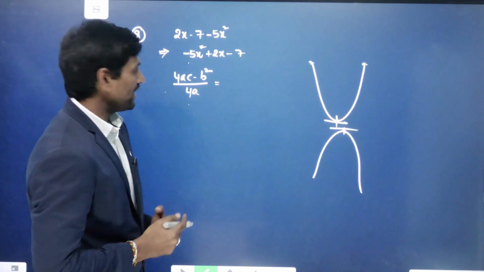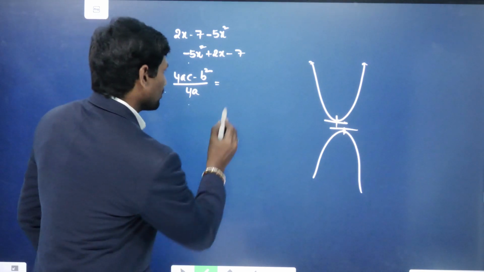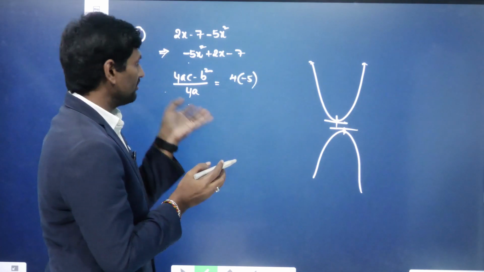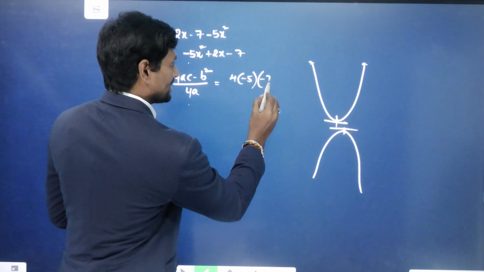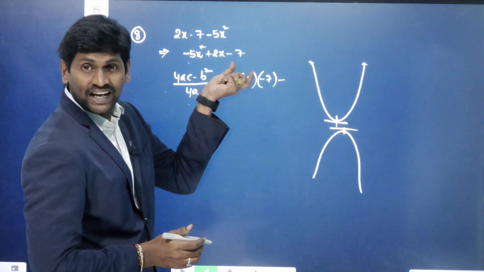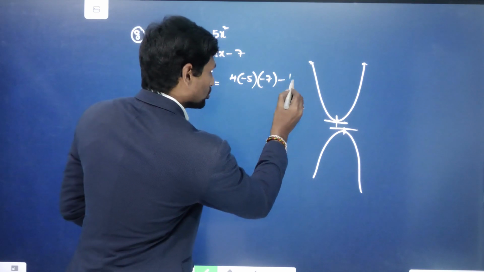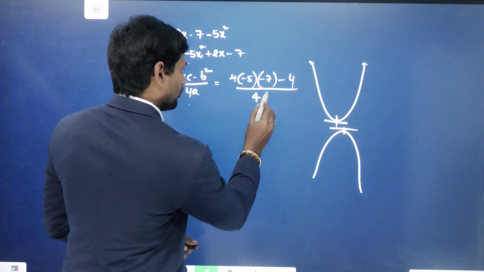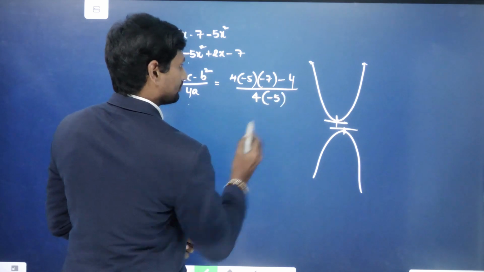So 4ac minus b square by 4a. The a value is minus 5, so 4 into minus 5. The c value is minus 7. Minus b square: what is b? b is the x coefficient, 2. So 2 square, 4, by 4a, and 4a means 4 into minus 5.